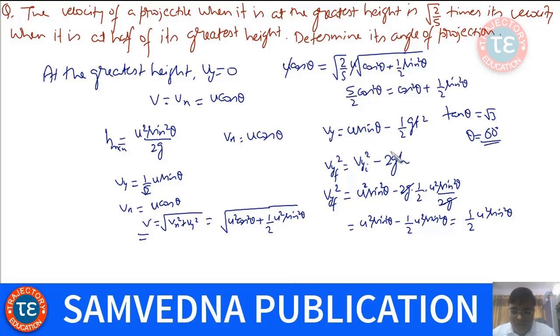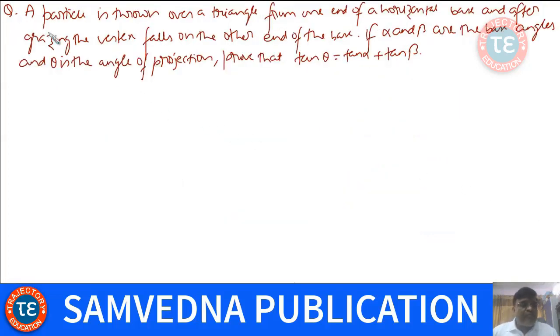Alright, okay, let's move to the next question. The question says a particle is thrown on a triangle from one end of the horizontal base, and after grazing the vertex falls on the other end of the base. If alpha and beta are the base angles, theta is the angle of projection. Prove that tan theta is tan alpha plus tan beta. Let's draw the figure first.